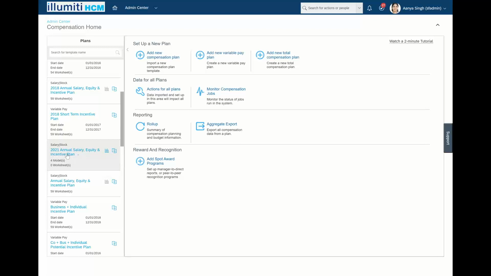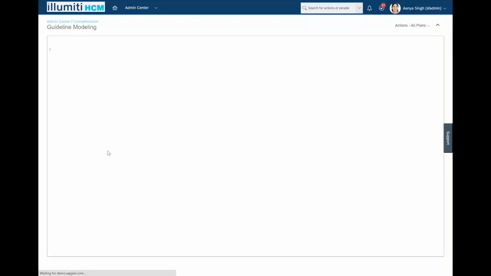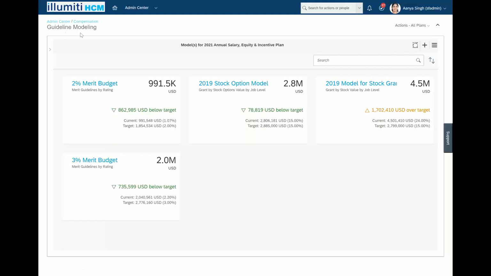You can see for this 2021 annual salary, equity, and incentive plan, we have 4 models worked out. And this little icon here is our guideline modeling icon. So when she clicks on this particular icon, it's going to bring her into the modeling portion of our solution. So here she is working out a series of different models for 2021 around salary, equity, and incentive planning.